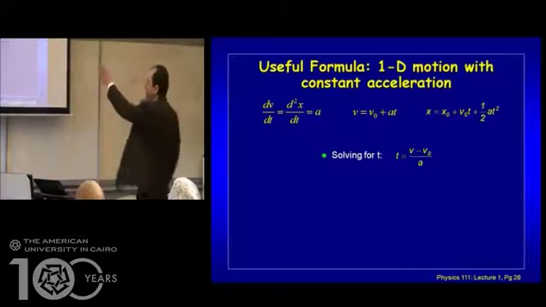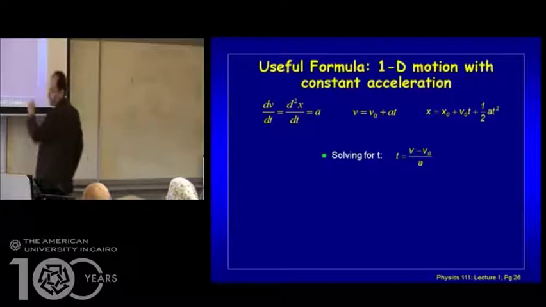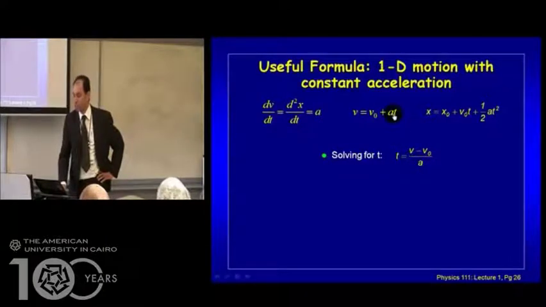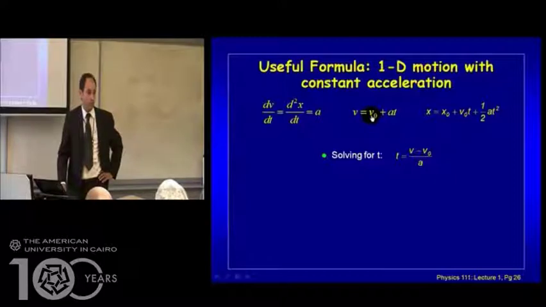Yeah, it's the second one. I just rearranged the second one. If you look at the second equation, V equals V0 plus AT. If you take V0 to the other side, you get V minus V0. If you divide by T, you get the acceleration. If you divide by the acceleration, you get the time. So that equation is exactly that equation. It's exactly the same. Do you agree? Do you want me to do it on the board? Okay.